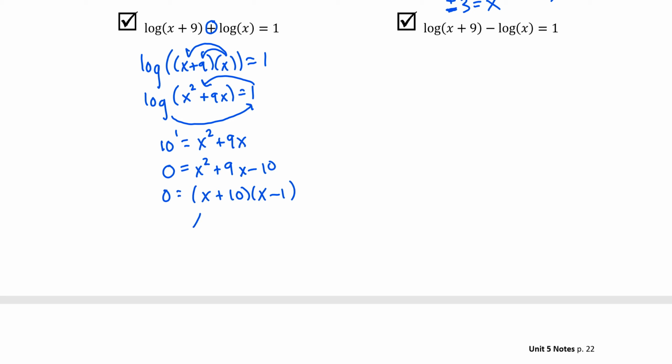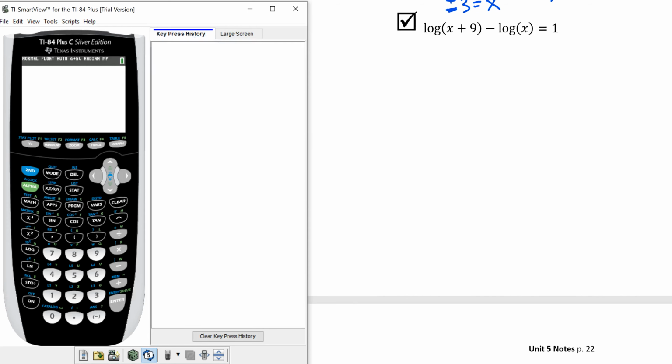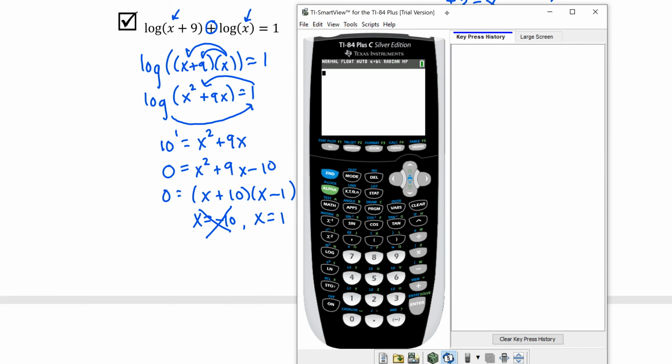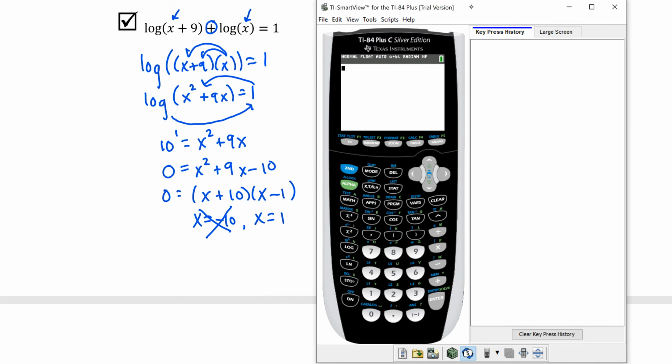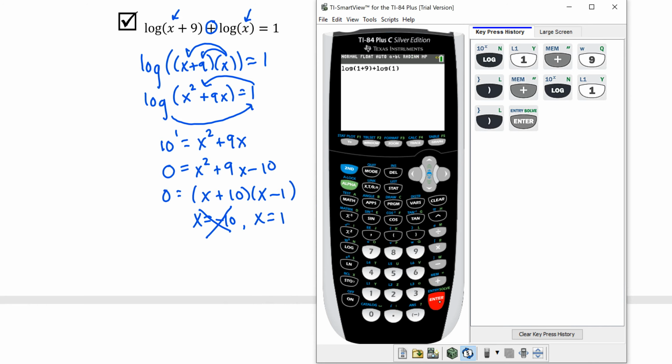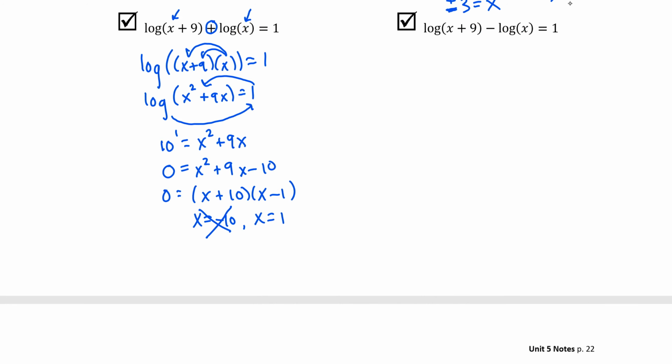So we have two apparent solutions. X equals negative 10 and x equals 1. Notice if I plug negative 10 into either of those arguments, I would get a negative argument for the logarithm. So that one is an extraneous solution. This one's very easy to check with your calculator because you can use your log base 10 button. So plugging in 1 for x, we have log of 1 plus 9 plus log of 1, and that balances to give us 1. So we have one solution for that equation.